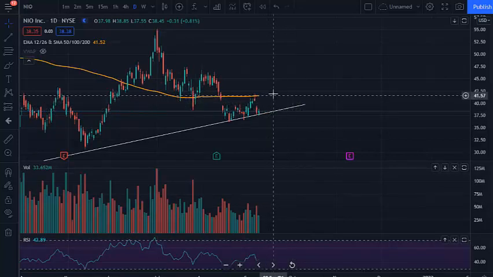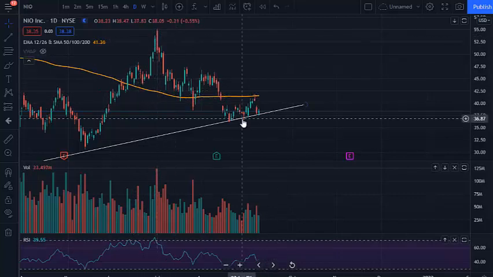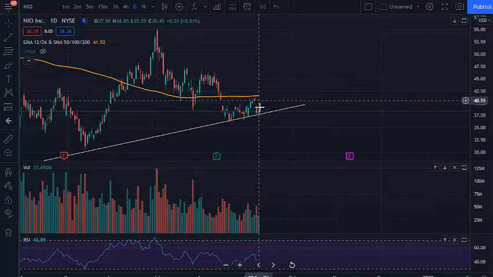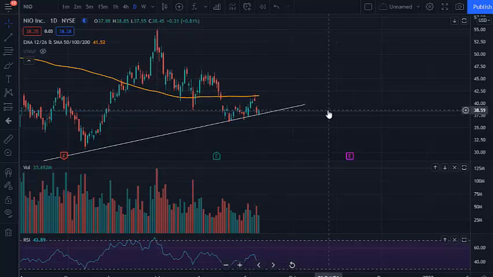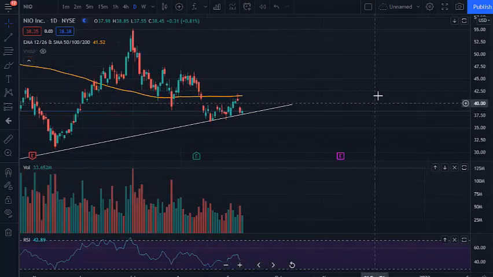And what we want to see is NIO to once again get over this SMA. We got over it here, got way over it, came back down. And now we've attempted to go over it, but we have pulled back again. So we want to see NIO making another attempt at this SMA.